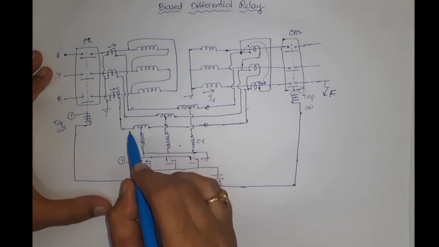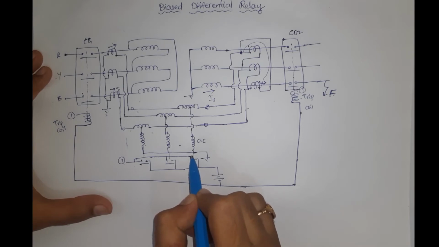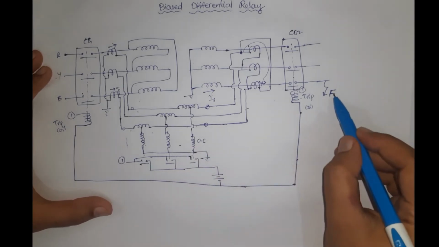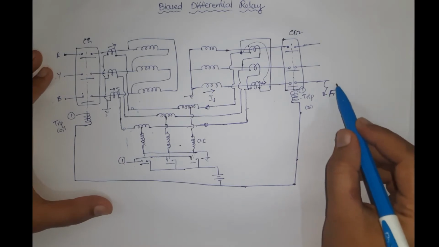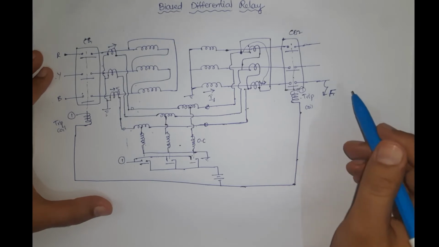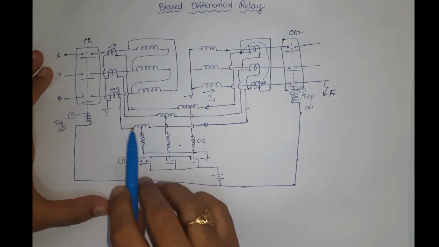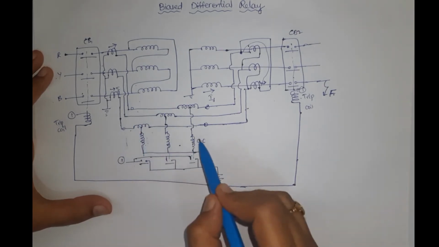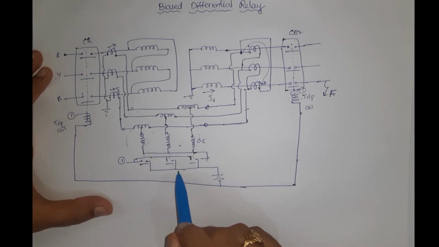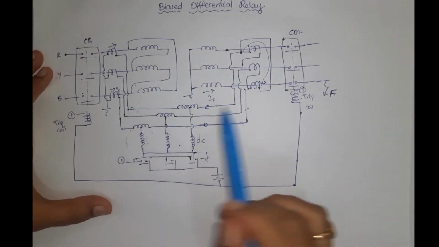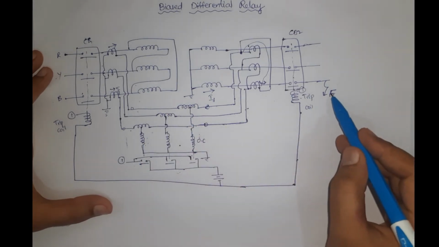That means it is flowing through both these operating coils, both these relay coils, and its magnitude is also equal, as the fault exists outside the protected area, or as it is a through fault, so the current magnitude does not affect within the protection area. So the current through both these operating coils is equal, and our relay does not operate. This is how the relay works for an external or through fault.